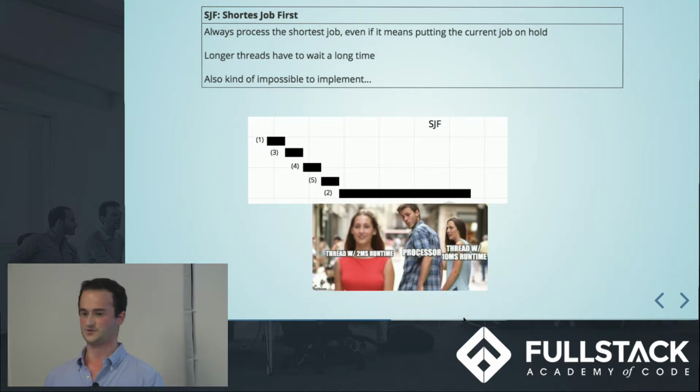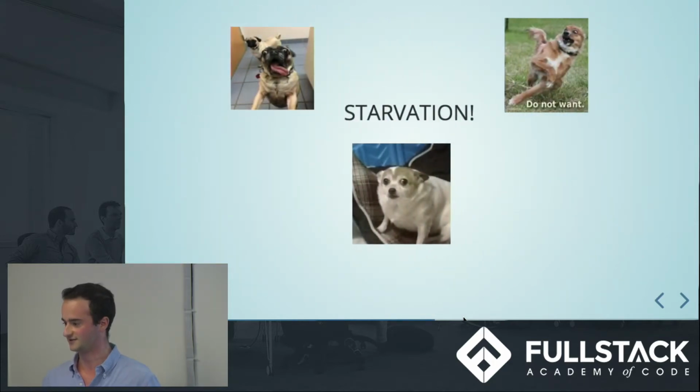So we have FIFO and shortest job first, which are kind of on opposite sides of the spectrum. They pretty much do the opposite thing, but they both share one commonality, which is their biggest flaw, and that is starvation. And as you can probably tell from all the frightened dogs around it, we don't want starvation. It's a very bad thing.